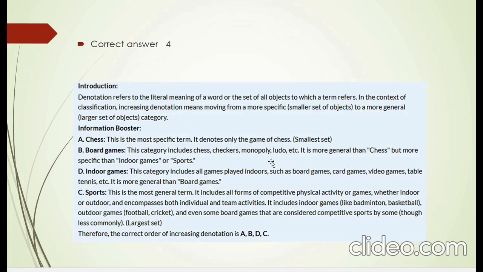Board games refers to something more general than chess. It includes chess, checkers, monopoly, ludo, etc. Indoor games means a larger set including chess and board games, that is the category of all games including board games, card games, video games, etc. And sports is a more general term. So arranging in increasing order, the correct answer is option 4, that is chess, board games, indoor games and sports. So A, B, D, C is the answer.